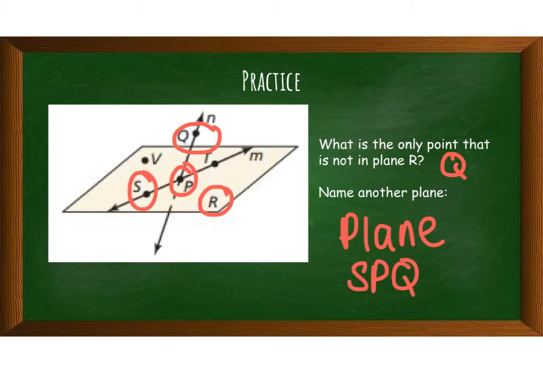Because if we picked V, it would only give us plane R, okay? So we picked plane S, P, Q. That works. You could have also picked P, T, Q, P, V, Q, T, V, Q. As long as the plane included this Q, you would have been good, all right?